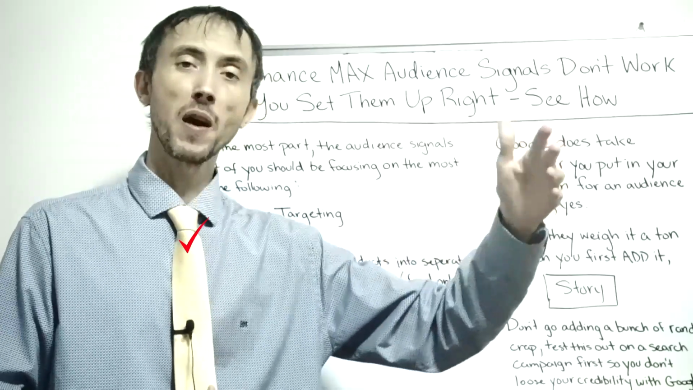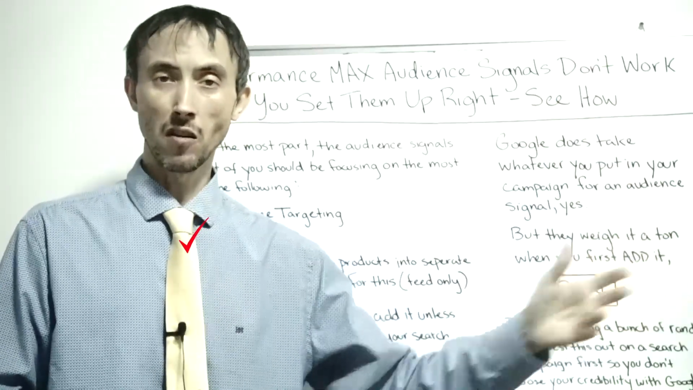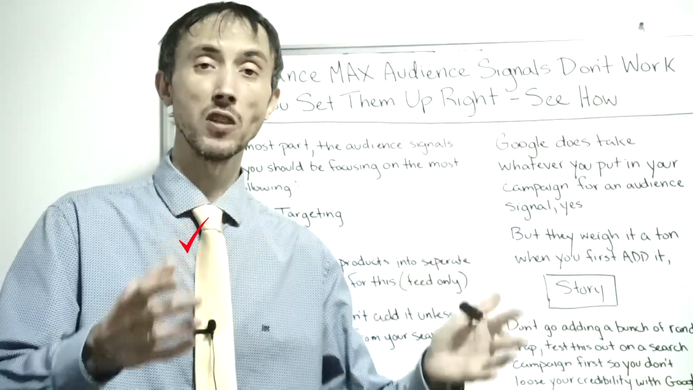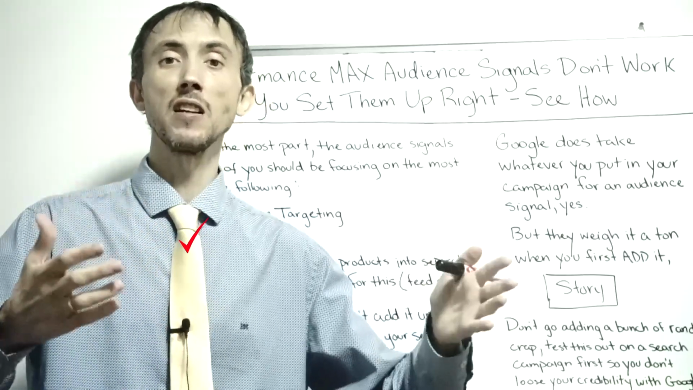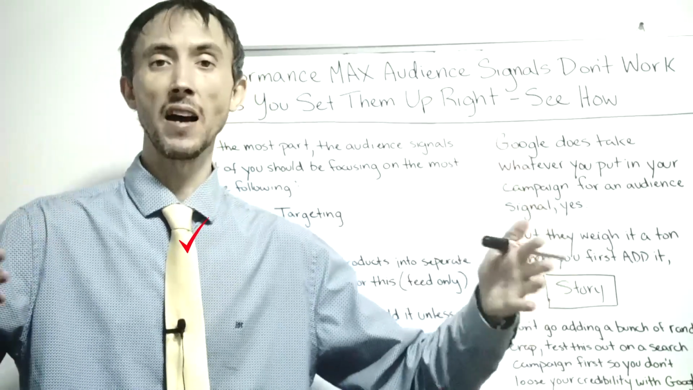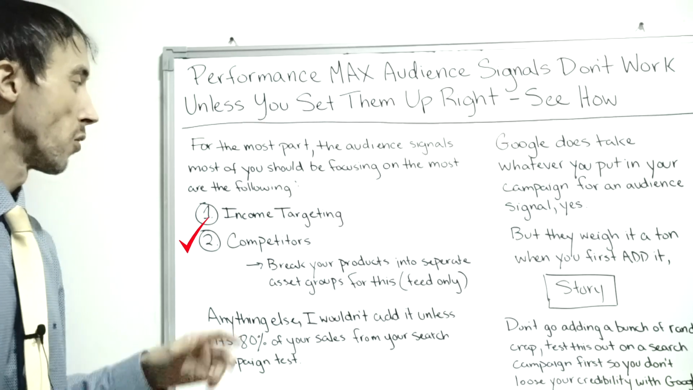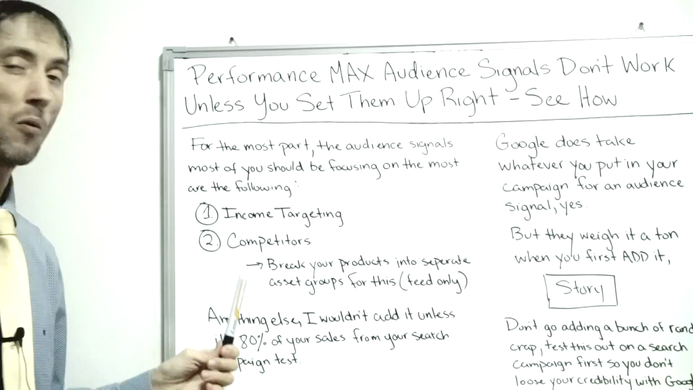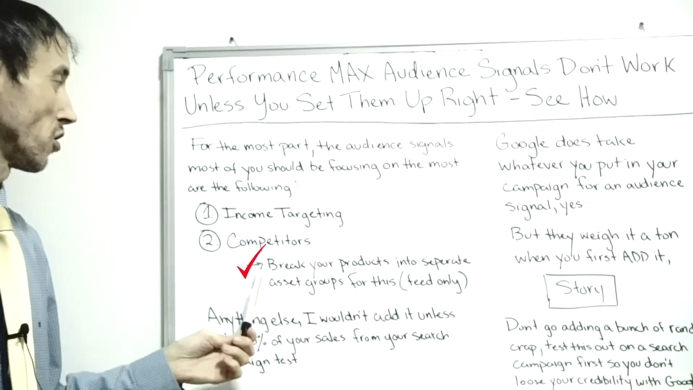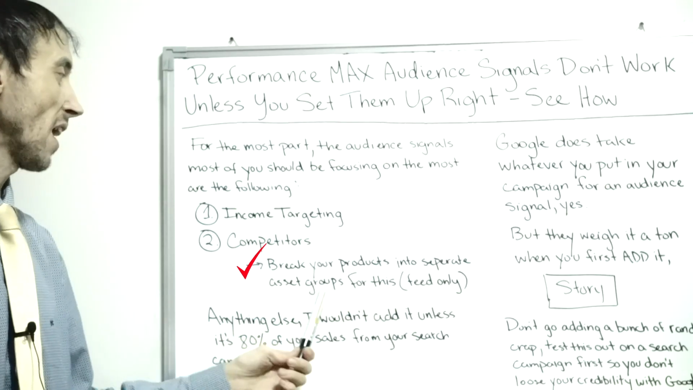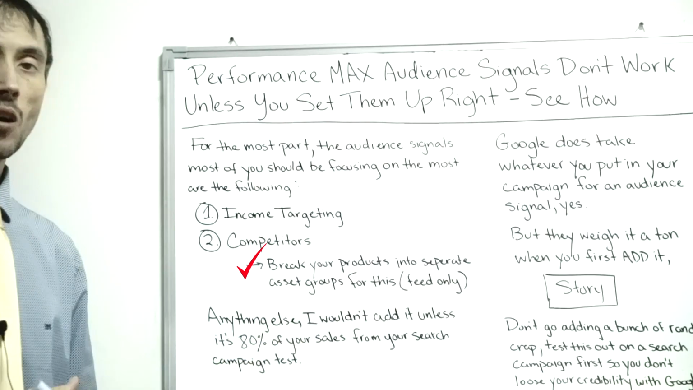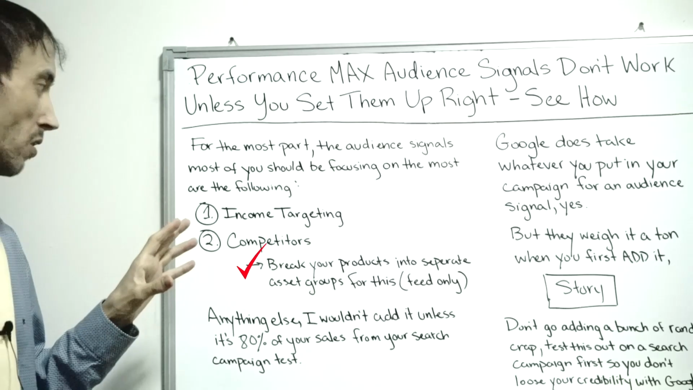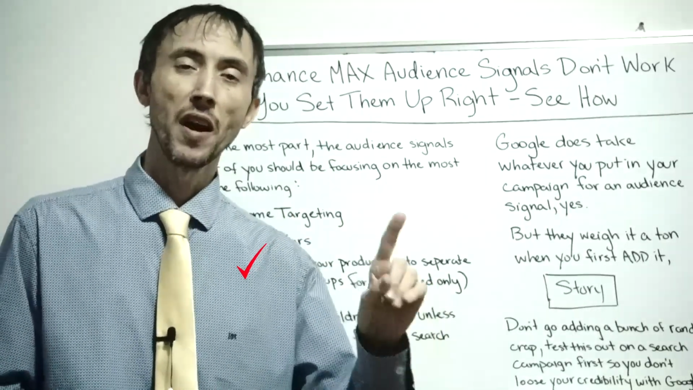You can let your competitors do all that demand generation, if you will, and educating of the customer and getting them ready to the point where they would want to buy. So the way that you actually do this that works by far the best is you're going to break up your products into separate asset groups. So you make one asset group for every item you sell.